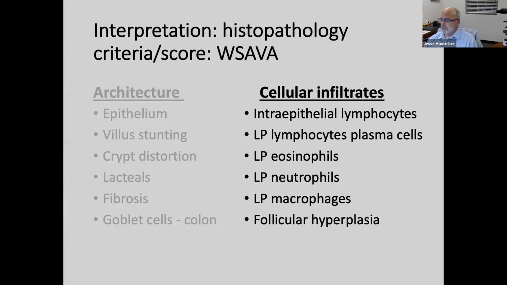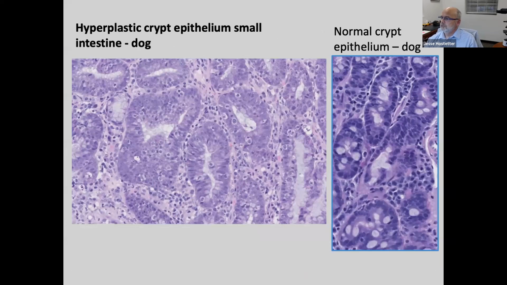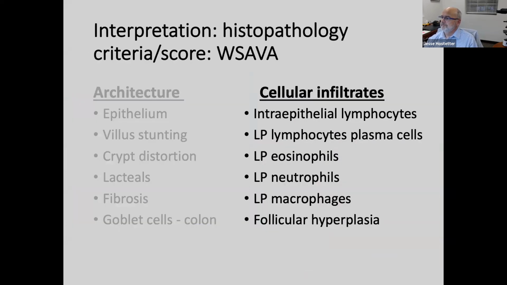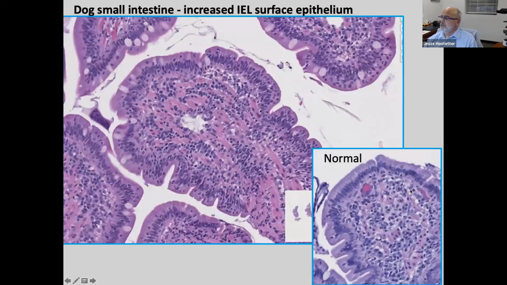You see them as just these dark, really the nuclei is all you see of the lymphocytes in the intraepithelial spaces. Compare that with this inflamed duodenum, and you see lots and lots of these intraepithelial lymphocytes in the surface epithelium.